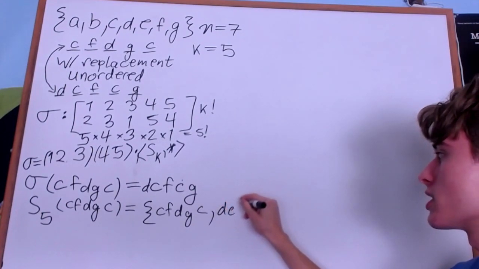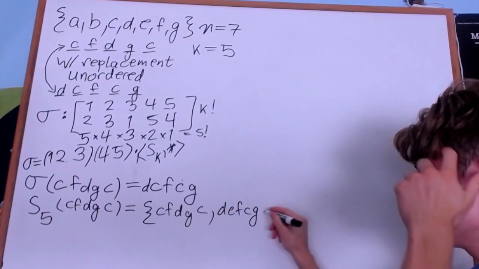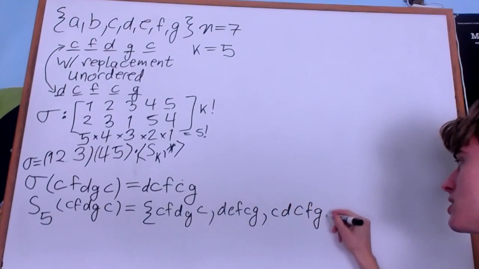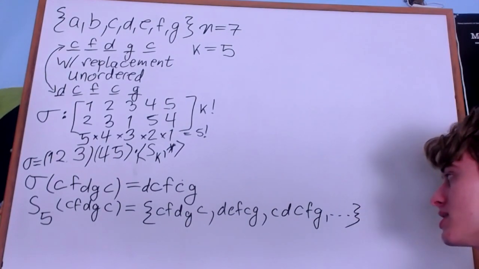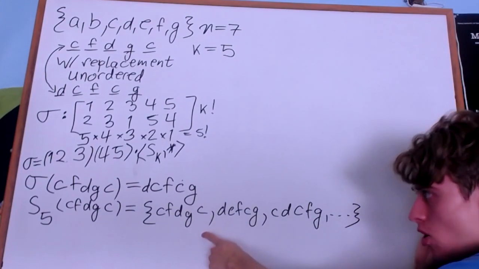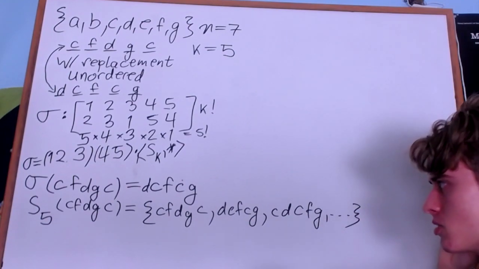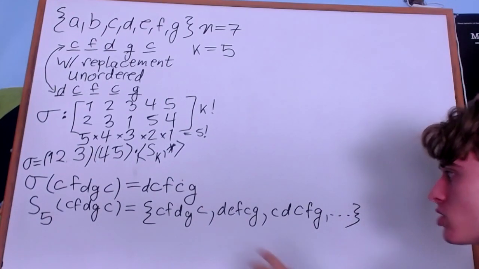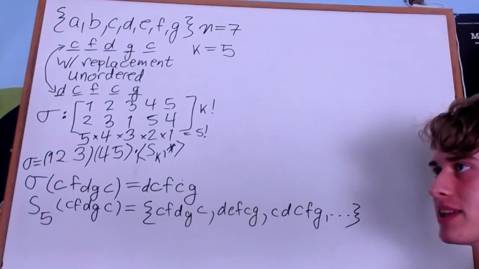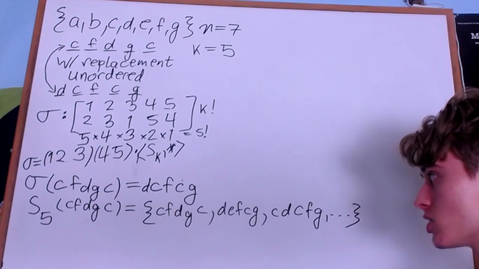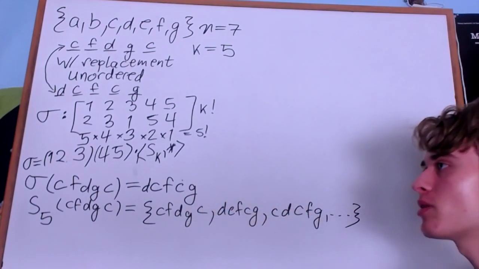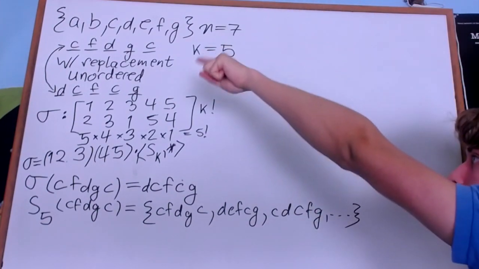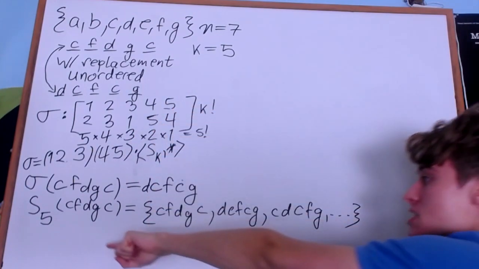So I could get the string DCFCG. I could rearrange it in any way I want, as long as it's the same symbols appearing the same number of times. This orbit, all of the different permutations applied to a single string, is just all of the ways you can rearrange that string. And so this orbit represents all of the equivalent strings if they're unordered. So all of these strings are equivalent because they're just rearrangements of the same symbols. So what we're actually counting, when we're counting the unordered strings, is just the number of orbits.